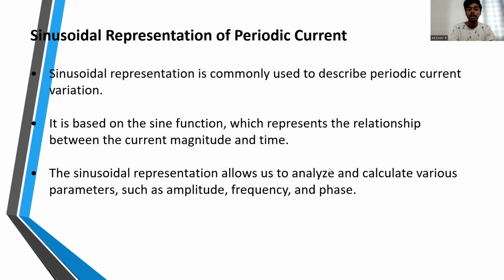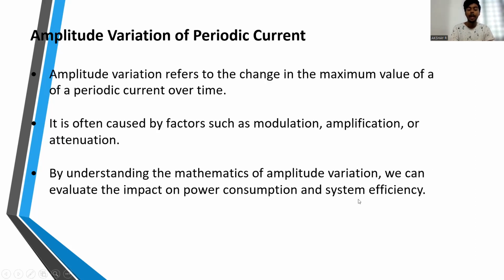Next, coming to amplitude variation of a periodic current. Everybody knows about amplitude. So what is this amplitude? Amplitude variation refers to the change in the maximum value of a periodic current over time.